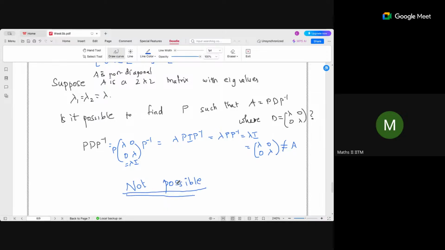Okay, so this is something you should know. For a 2 by 2 matrix to be diagonalizable, you need distinct eigenvalues. Otherwise, it is not diagonalizable. Is it clear?